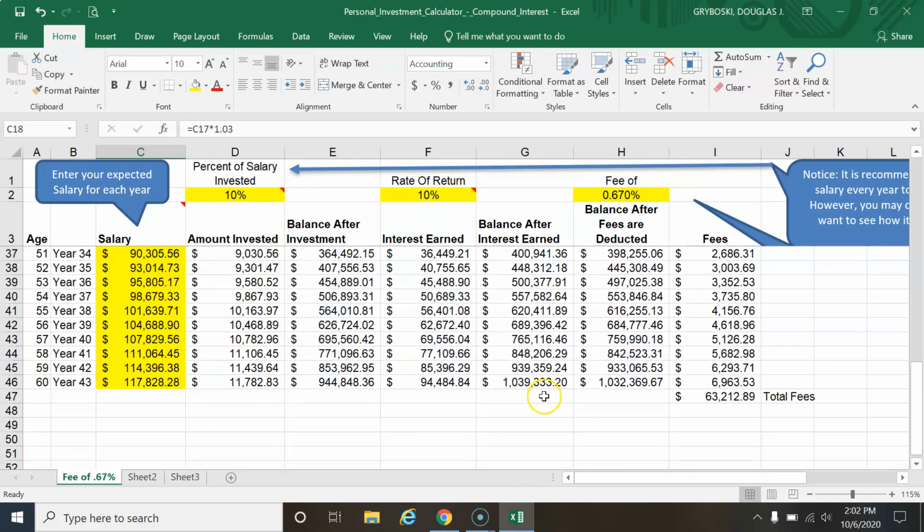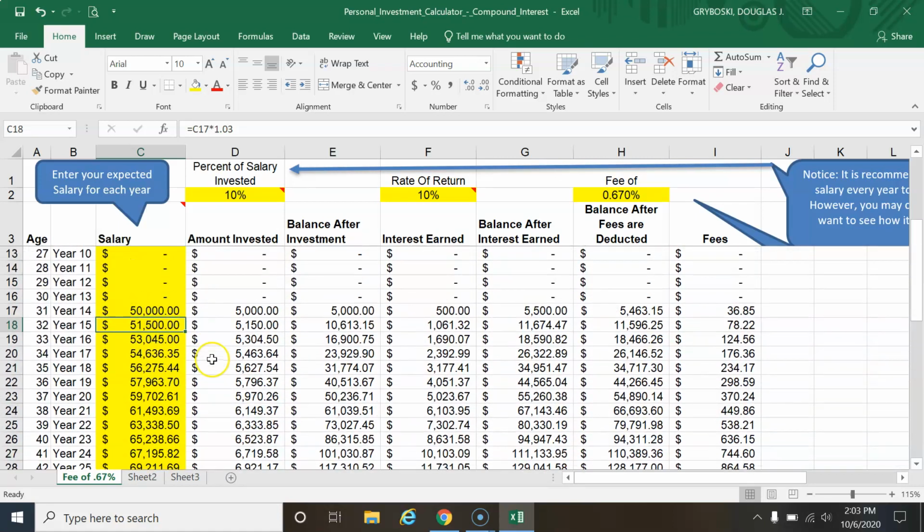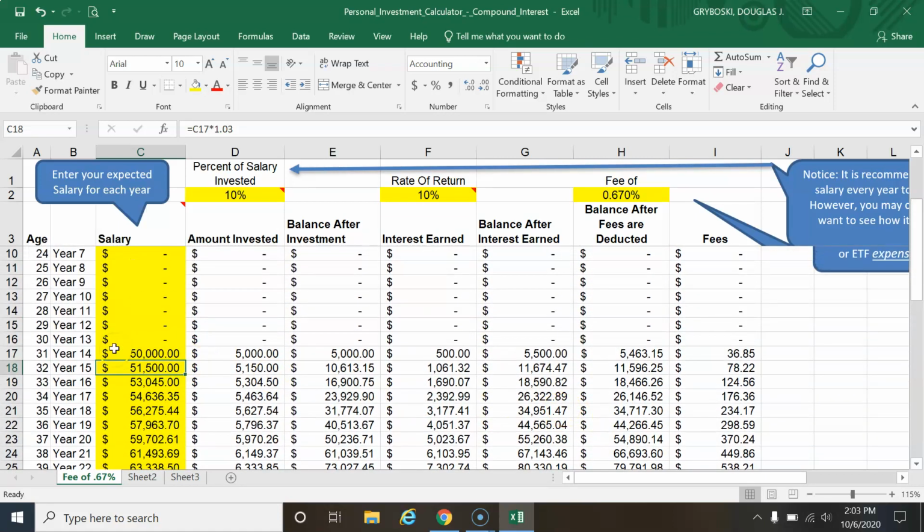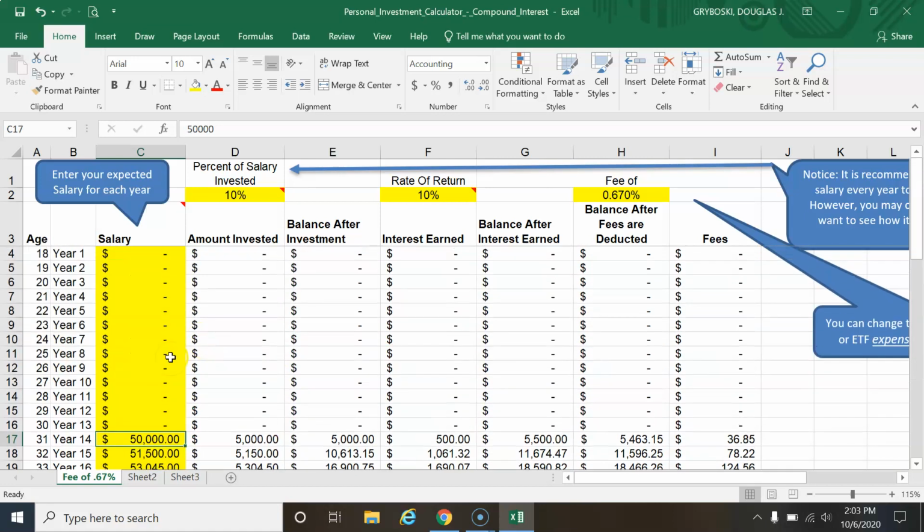Now look, 1.03 million, but the other one was 1.8 million. So you can see it's a drastic difference. And that's if you're making $25 an hour by the time you're 30, and then you start putting away 10%. So the key is you start early.